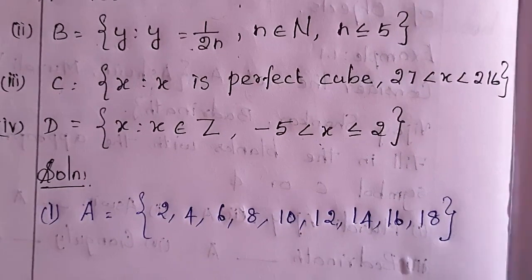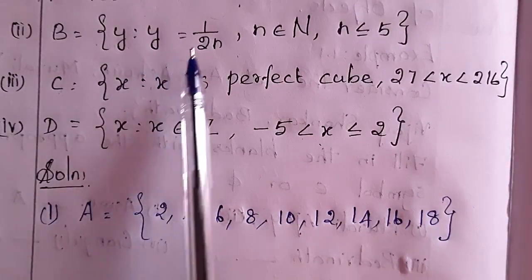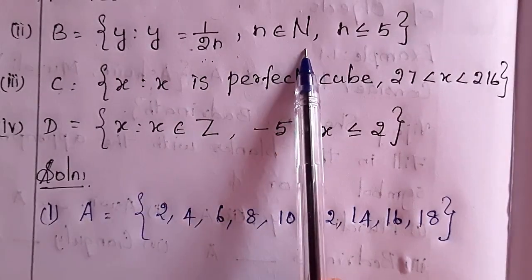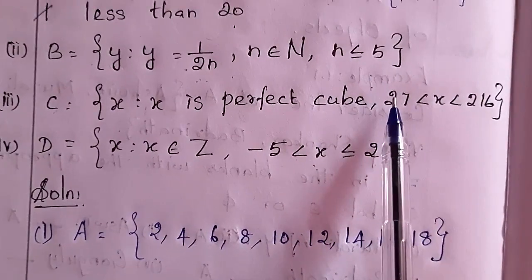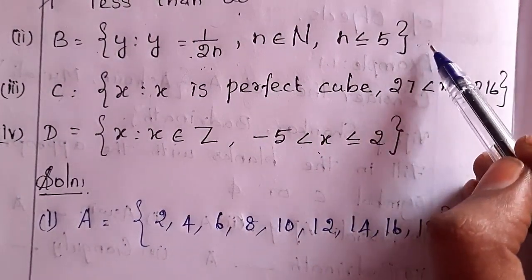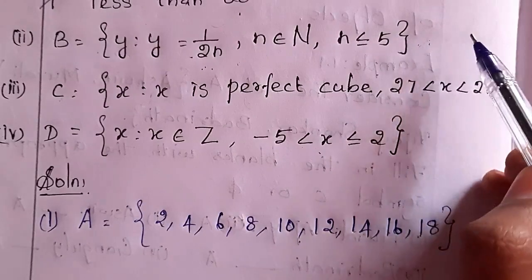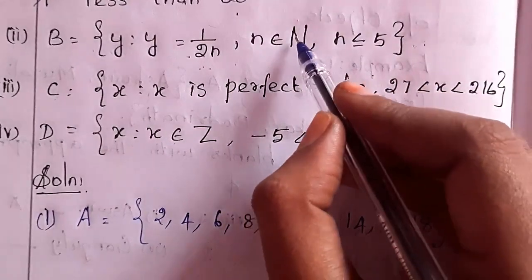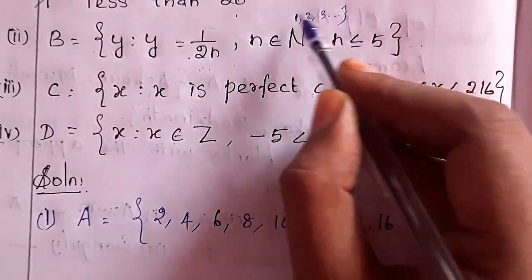Second part, look at B equal to the set of all y such that y equal to 1 by 2n, where n belongs to capital N, and n less than or equal to 5. Okay, this B is in the form of rule form, set builder form. Am I right? So we have to change it into roster form. That means we have to write with elements. So our n belongs to natural numbers. Natural numbers means 1, 2, 3, etc.